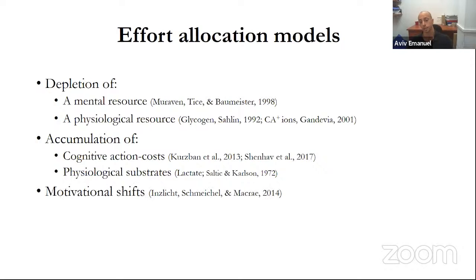And we also have motivational accounts. For example, our motivation might shift from exploiting a certain resource or a certain task to exploring other tasks or other goals. And this happens over time. So our motivation to perform a certain focal task decreases. Generally, all of these models predict that effort decreases over time. We would exert most of our effort at the beginning of our task, and gradually decrease our effort exertion.